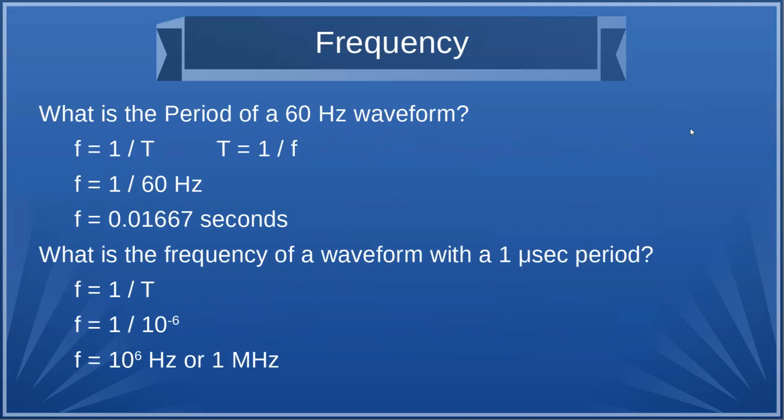So, as an example, what is the period of a 60 hertz waveform? It would be the reciprocal of the frequency. The formula is frequency is equal to 1 over the period, so the period is equal to 1 over the frequency. It turns out to be 0.01667 seconds. If we wanted the frequency of a waveform that had a 1 microsecond period, you play with the same formula and it's going to be 1 megahertz.